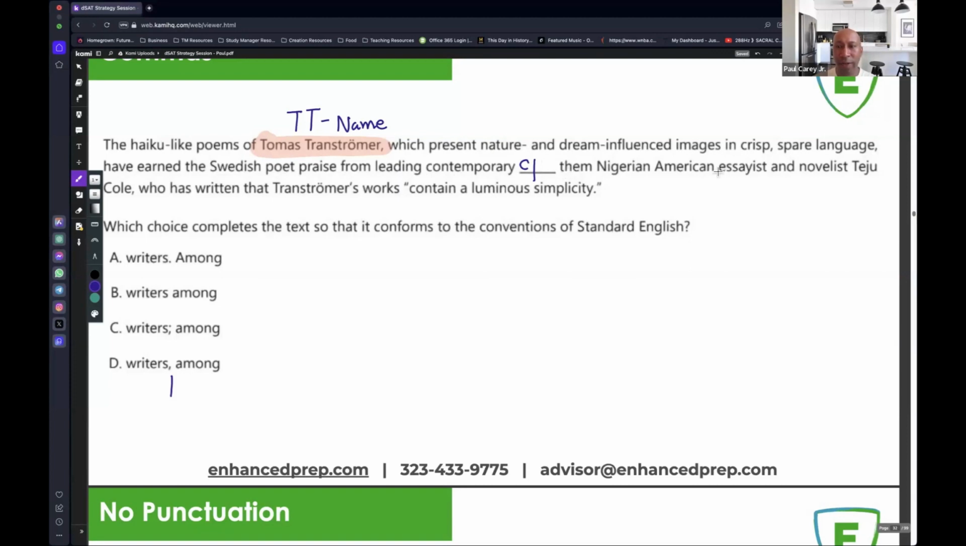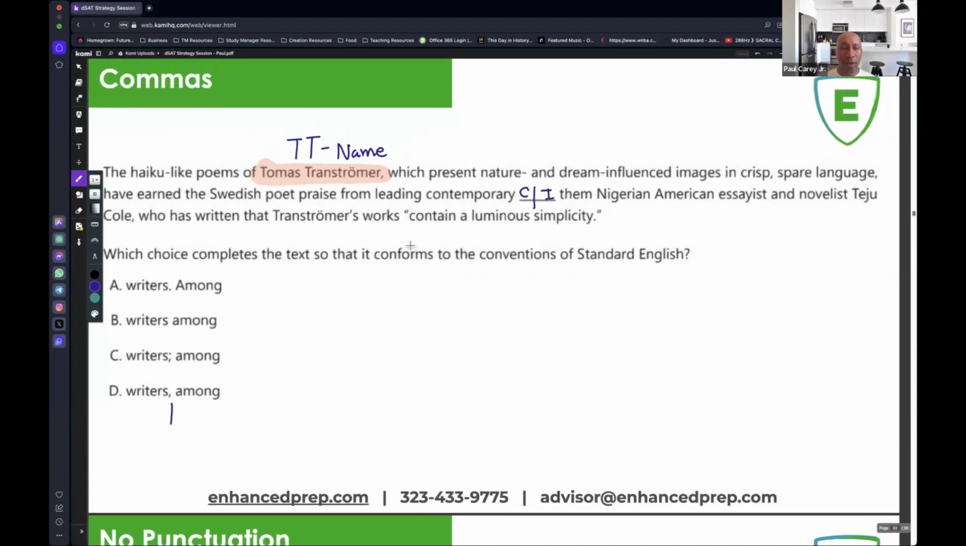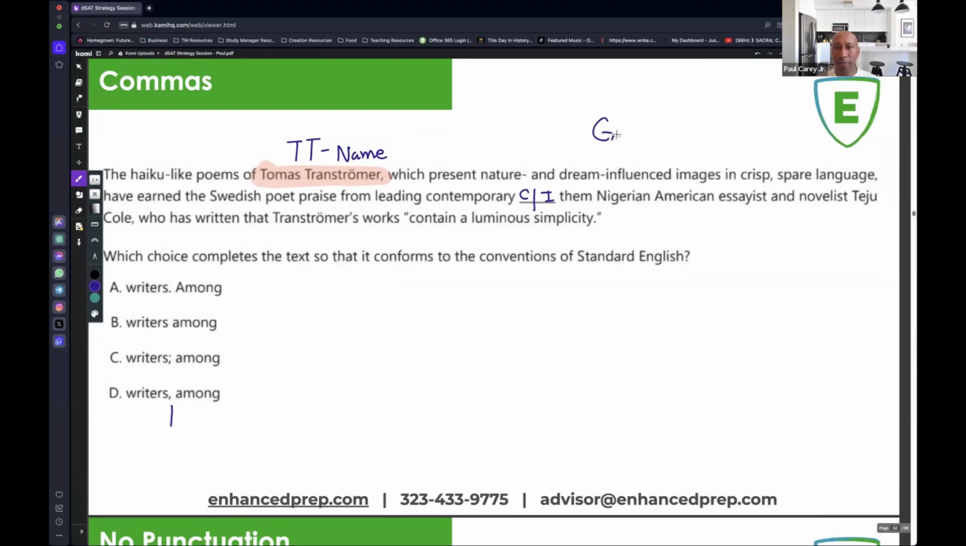Among them, Nigerian American essayist and novelist T. Cole, who has written trans whatever works containing a luminous simplicity. So in this case, this is incomplete, right? Because we don't necessarily know what that main subject is or what that did. Okay. So now because of that, we know that we can use our go punctuation.